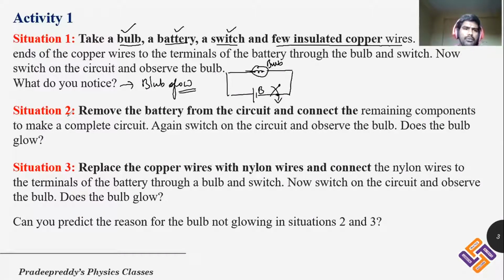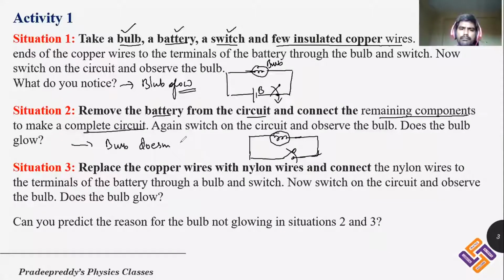Now coming to activity 2, remove the battery from the circuit and connect the remaining components to make the complete circuit. So in situation 2, you are taking this bulb and joining it without a battery. You are connecting the wire. There is no battery. Now what is your observation? Obviously, as there is no battery over here, the bulb does not glow. The bulb will not switch on. That is situation 2.